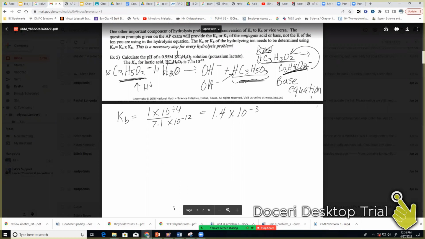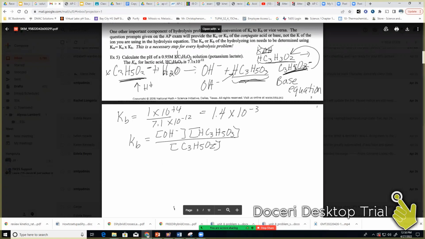What am I at on this one? So I'm going to have my KB equal to my hydroxide concentration times my acid concentration divided by this ion's concentration. I just set it up is all I did on that one. And this should have a charge on it.